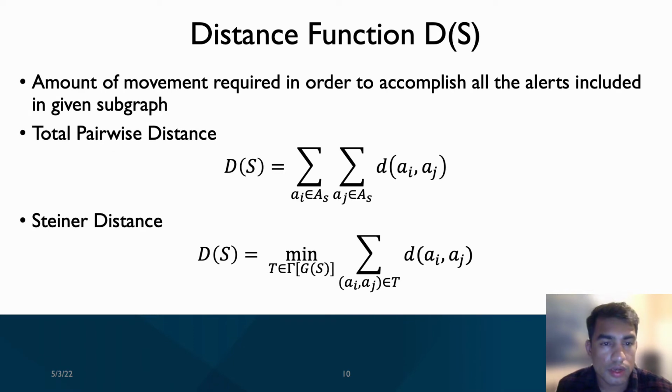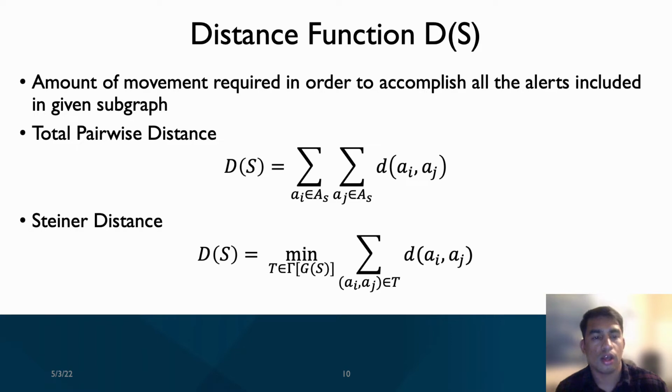Right. So next in line is the definition of the cost function, or as we call it, the distance function. If production of an individual alert is an accomplishment for an attacker, the amount of movement it needs to perform between the accomplishment of individual alerts is the total cost it has to pay.